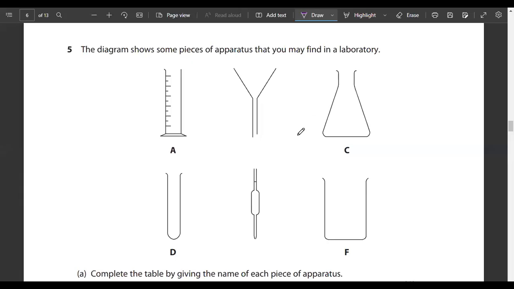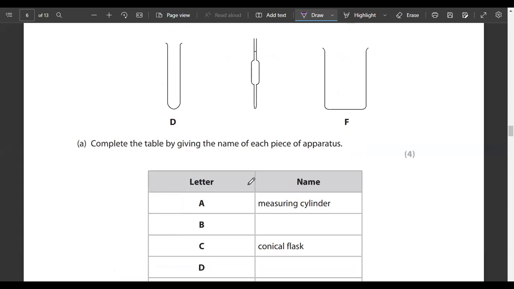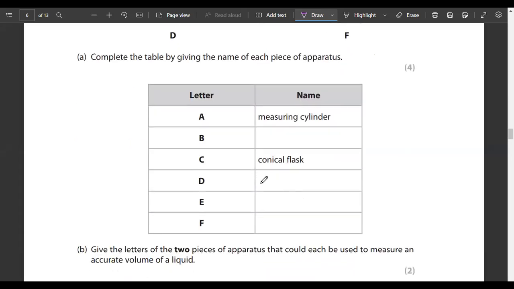Moving on to question number 5. The diagram shows some pieces of apparatus that you find in a laboratory. We have A, B, C, D, E, and F. Complete the table by giving the name of each of the apparatus.